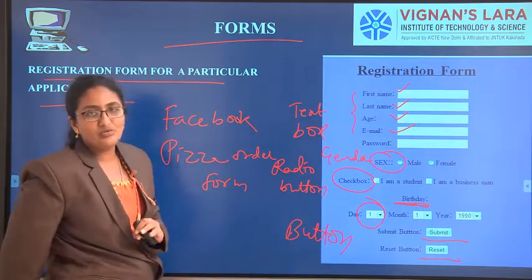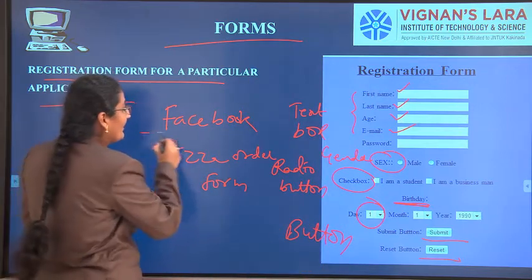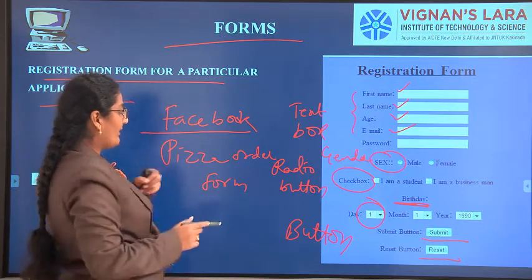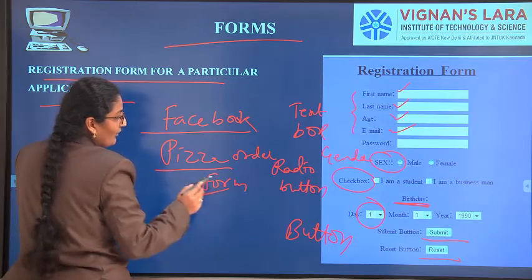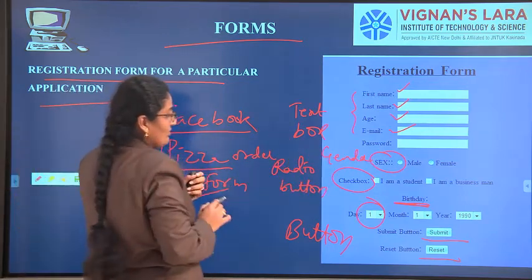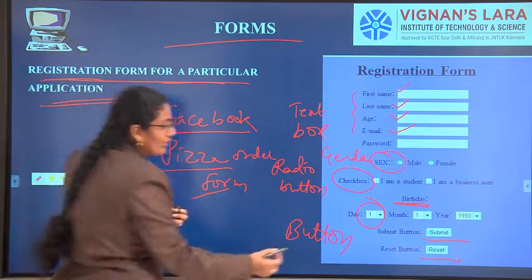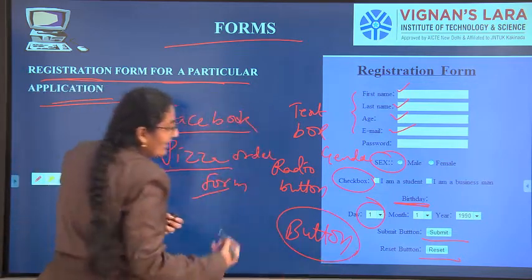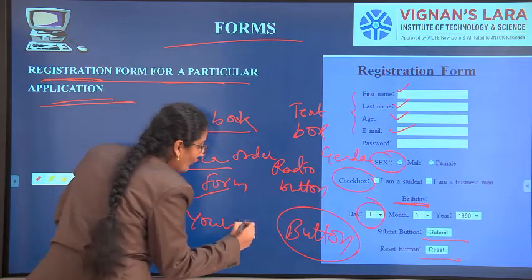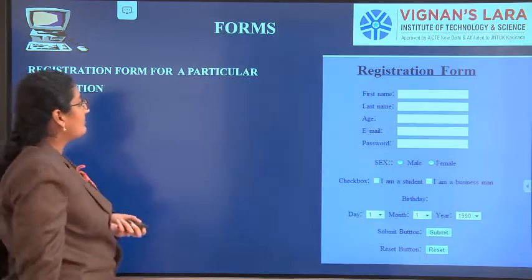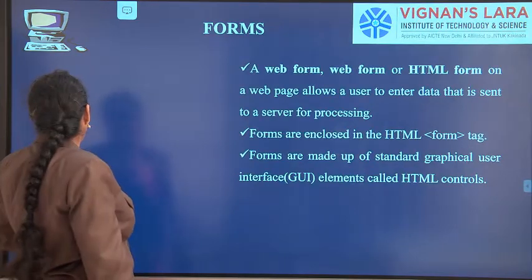So what I wanted to tell you is, when you have seen Facebook login page, there you know what is text box, what is radio button. When you have seen pizza order form, then you know what is checkbox also. Then when you came to a registration form, you know you can create some other buttons. You can create your own buttons in forms. Okay? So see what actually a form is.